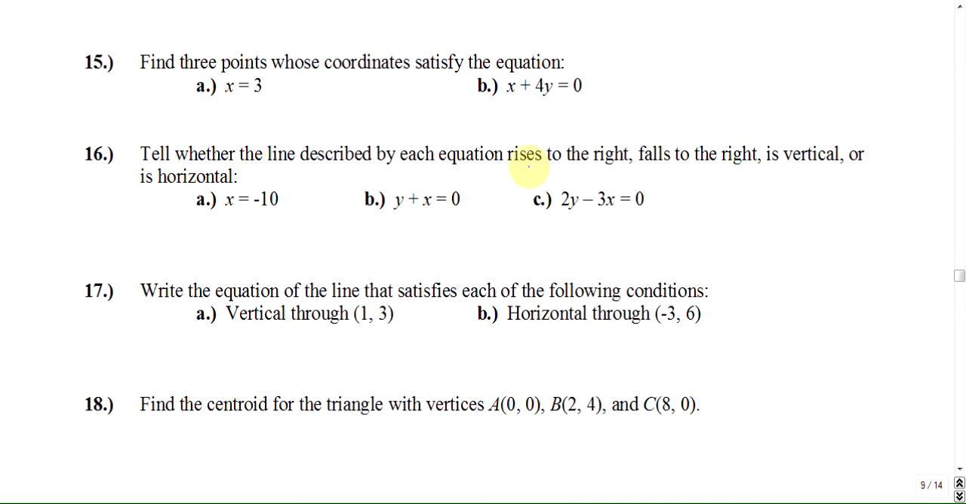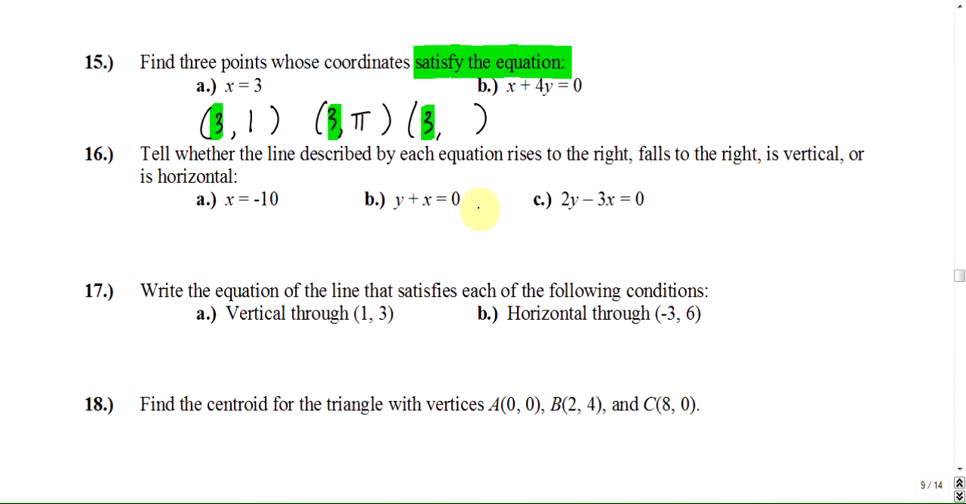Next, we want to find 3 points whose coordinates satisfy the equation, meaning we want to find points that lie on these lines. There's infinitely many answers. The first one's actually so easy, it's hard. It tells you that x equals 3, and essentially that means that this is a vertical line, and the x value has to remain constant, and I can pick anything I want for y.